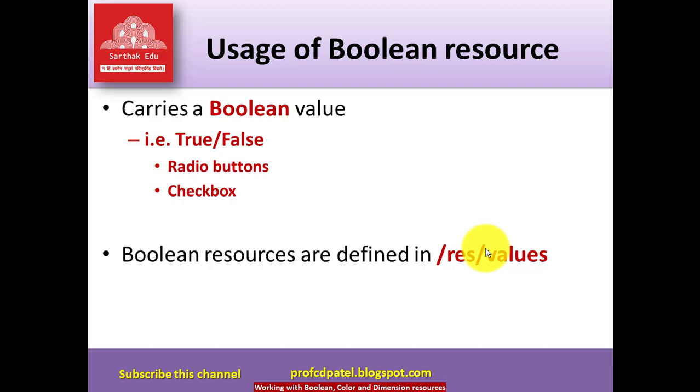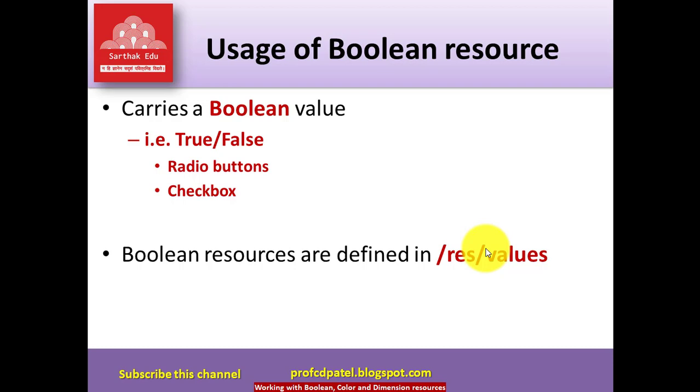Today we are going to take some overview on Boolean, color and dimension resources. Let's understand first the usage of Boolean resources. Boolean resources carry Boolean values, that is true and false. We can use these Boolean values in radio buttons, checkboxes or where we need true and false values.